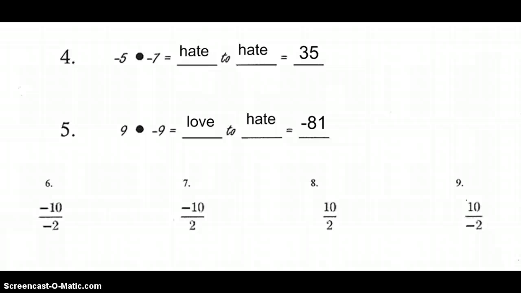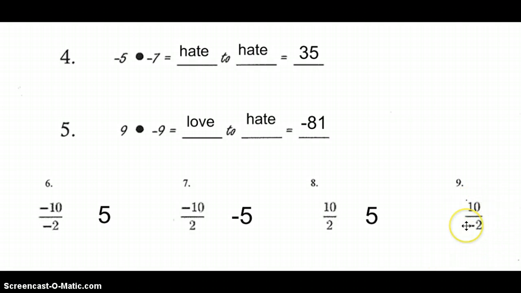This works the same way with division. If you divide a negative divided by a negative, you end up getting a positive. Negative 10 divided by negative 2 is positive 5. If we take a negative divided by a positive, that means we hate to love, that means you'll end up getting a negative answer, negative 5. 10 divided by 2, or a positive divided by a positive, will give us a positive answer, positive 5.